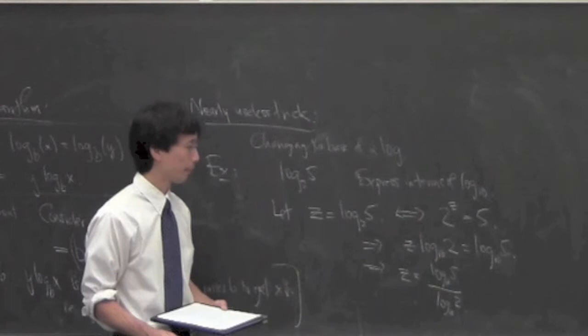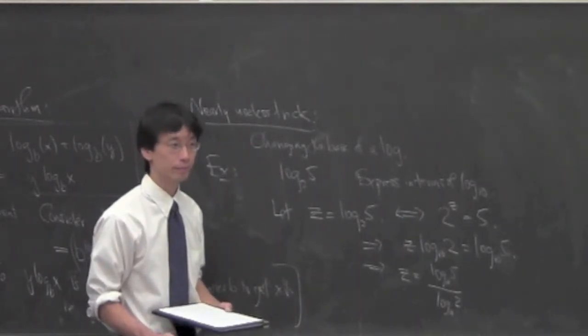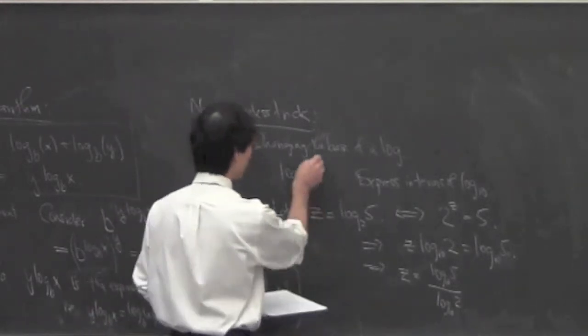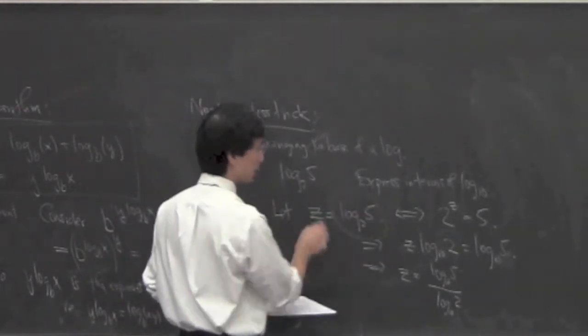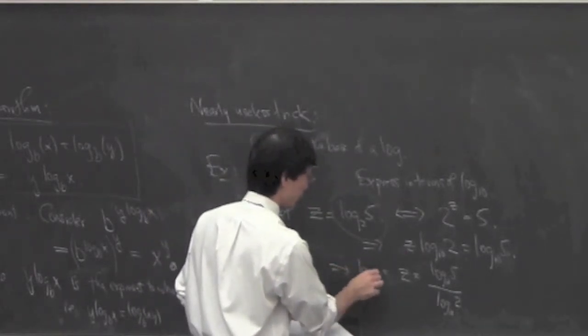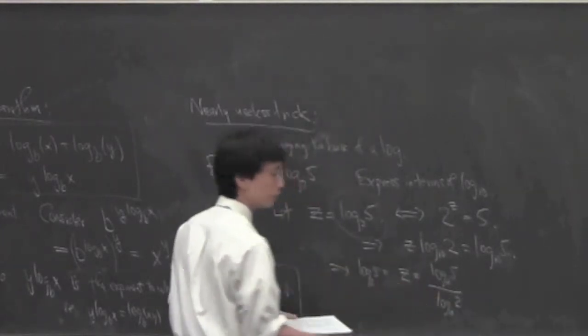So that tells me that z is log base 10 of 5 over log base 10 of 2. I divide both sides and solve for z. So what was z? z was log base 2 of 5. Log base 2 of 5 is log base 10 of 5 over log base 10 of 2.